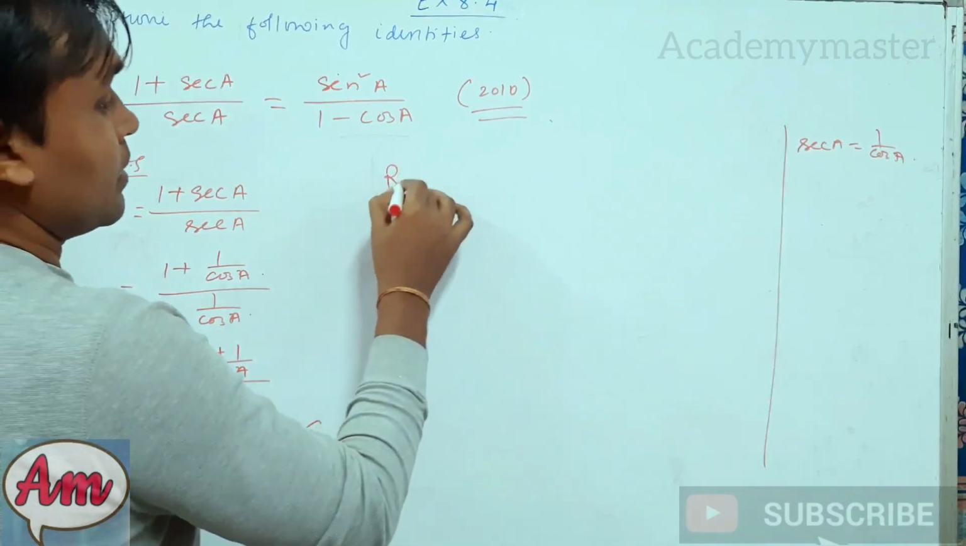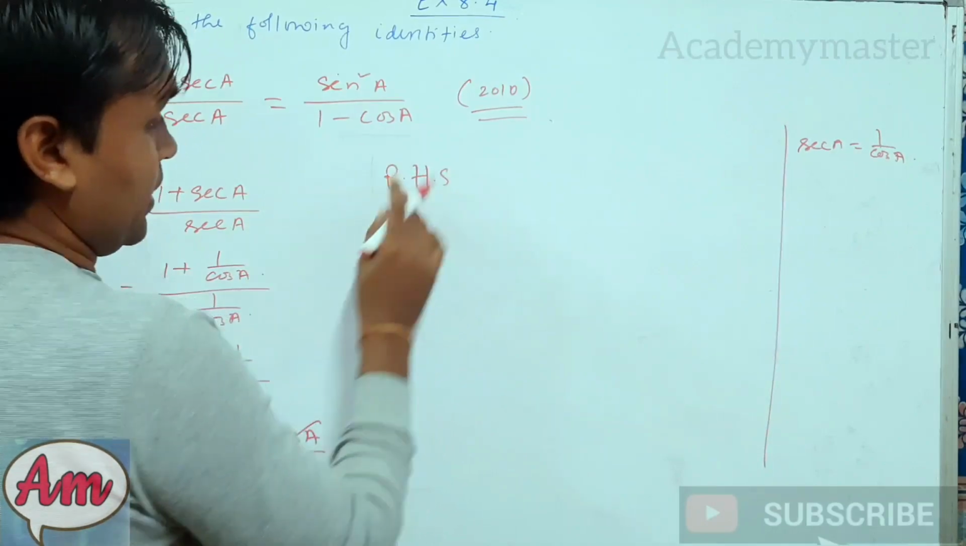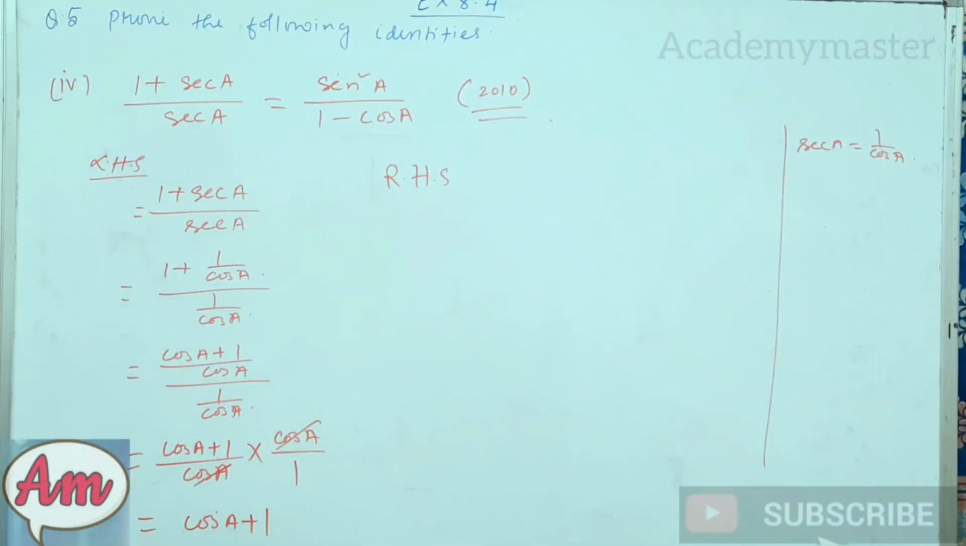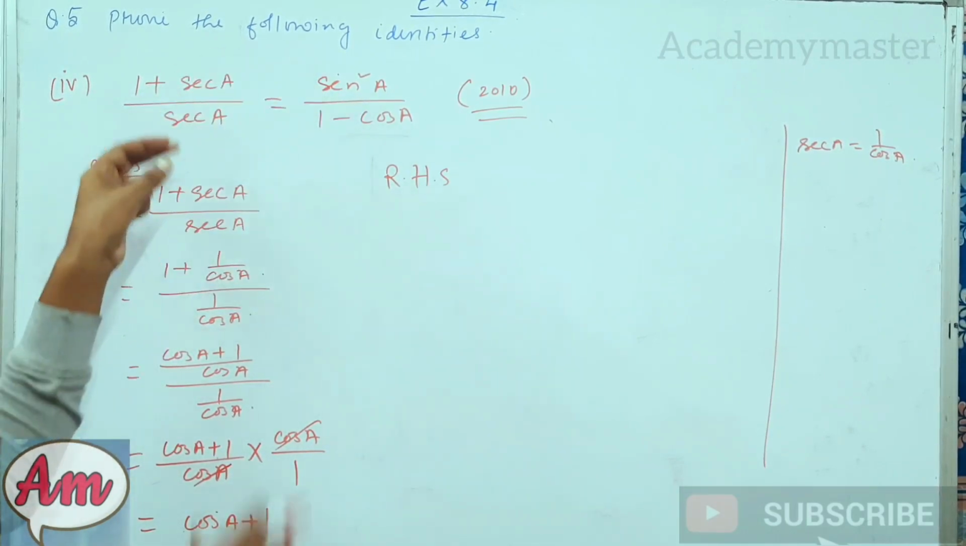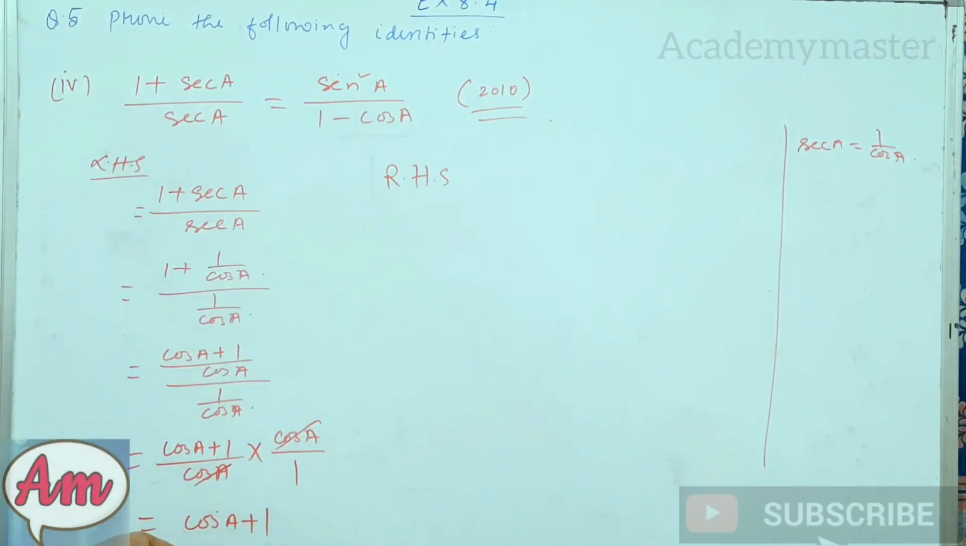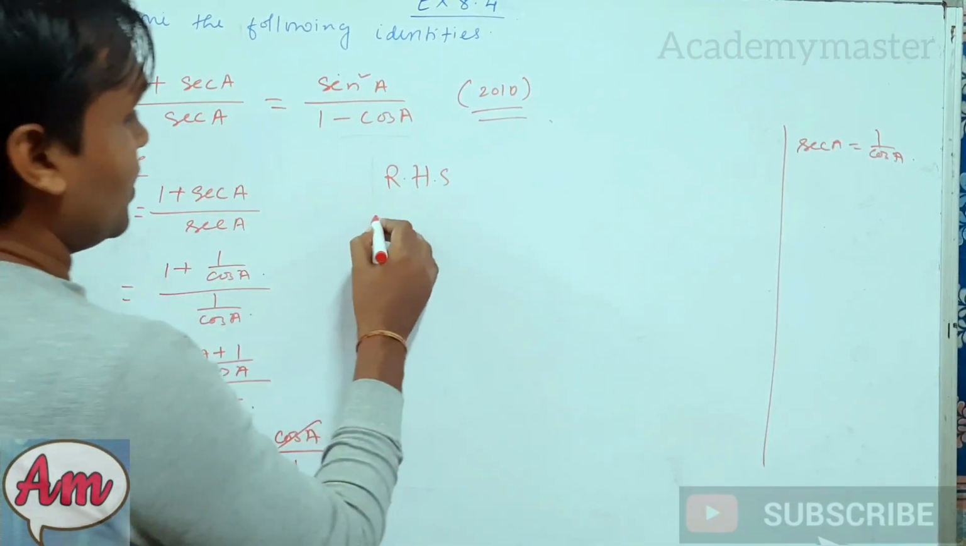Now in this question let us prove both sides, because in all the questions it sometimes becomes difficult to prove this one equal to this. So we'll reduce LHS to some term, RHS also we will reduce to some term. Okay, so let's do RHS.